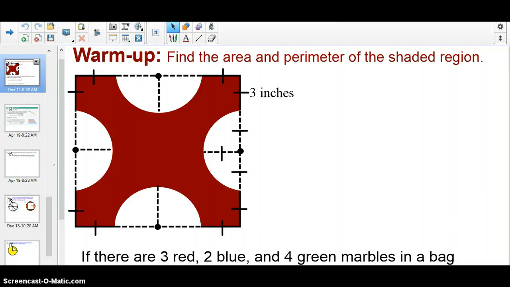Alright, we're going to talk in this video about geometric probability. So hopefully you'll remember some basics of probability that'll help for this lesson. Okay, so start with the warm-up. You can stop the video, try the warm-up.